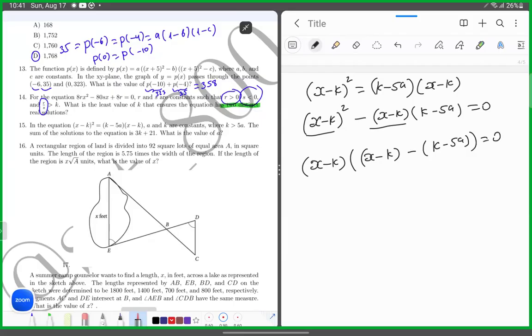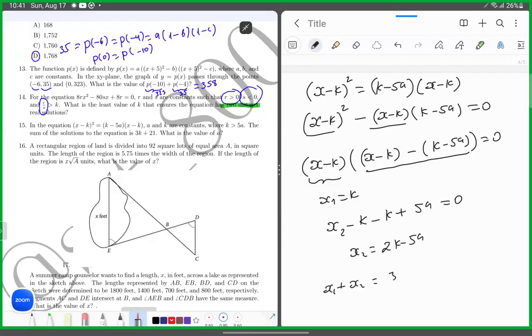A quadratic equation has two solutions. Now the first solution will be x1 equals k, and the other solution comes from equalizing this one to 0. You will get x2 minus k plus 5a, while this minus affecting this minus will be plus. You will get x2 equals 2k minus 5a. When you add them, x1 plus x2 will be equal to 3k minus 5a. On the other side, the sum of solutions is 3k plus 21 according to the problem. Now 3k cancels, you will get minus 5a equals 21. A equals minus 21 divided by 5. Guys, is it clear?